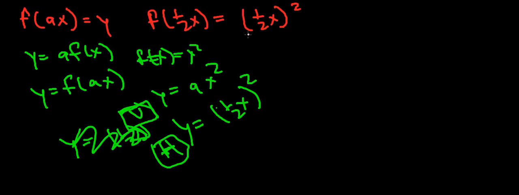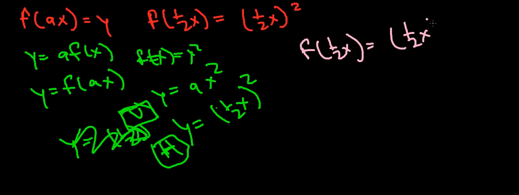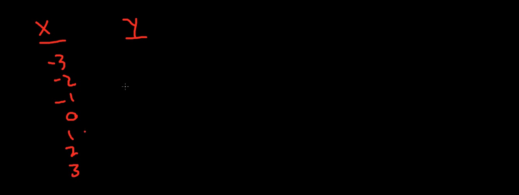So let's talk about this horizontal one. As we said, we have f of 1/2 x is equal to 1/2 x, and both of them are being squared. So let's make a table for this and try to figure out what's going on. Again, I'm going to make a very fast table for the base function so we can compare it. So -3, -2, -1, 0, 1, 2, 3, giving 9, 4, 1, 0, 1, 4, 9. And this is x squared.